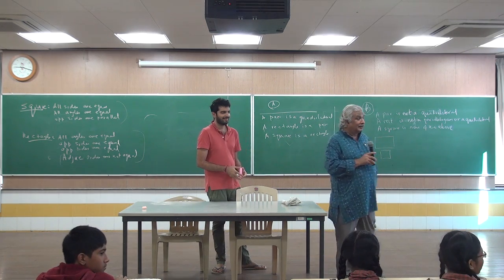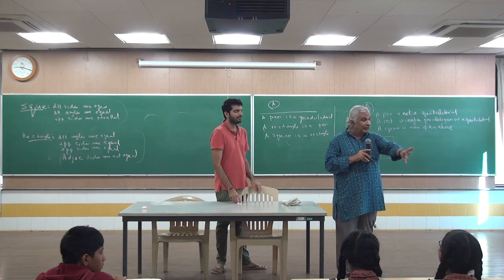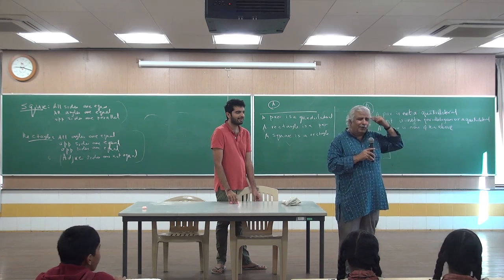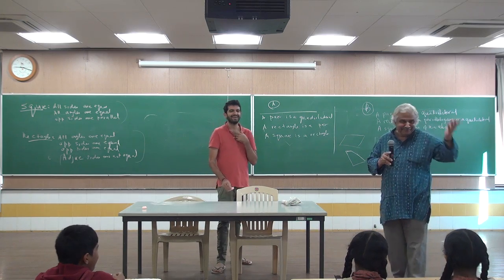You just said that a square is a quadrilateral. Did I say a square is a quadrilateral? Sorry. Who said that? You. Oh, that was a mistake. Yeah. That was a slip of the tongue.